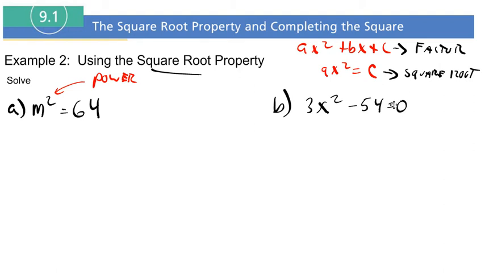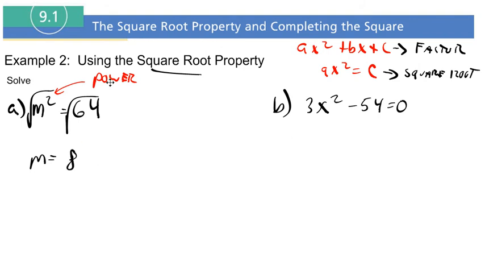So when it only has one x squared term, or in this case m squared, you want to first put the c value on the right. This problem was given to us like that. Then if I want to solve for m, I want to get rid of the 2. So what is the opposite of squaring? Well, isn't it square roots? So I take the square root of both sides, and so that means m equals 8.